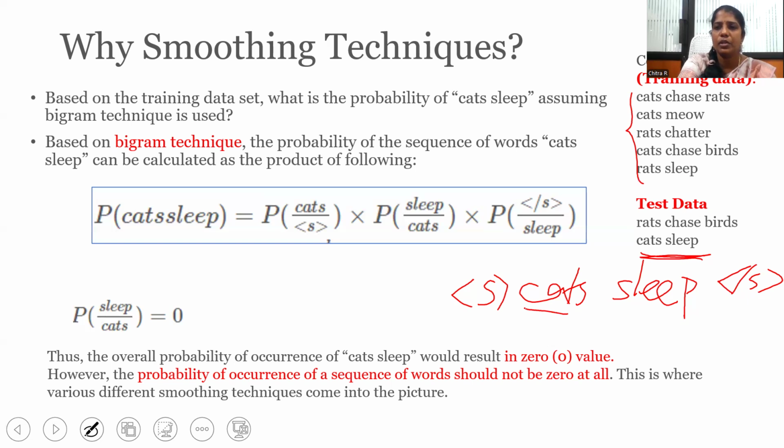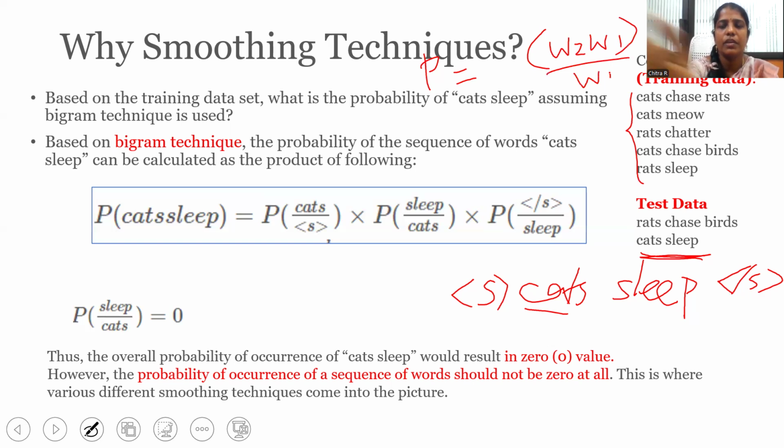We know the formula to calculate the probability. What is the formula of bigram? Probability equals count of W1 W2 divided by count of W1. This is the way you should find the probability. So how do you find the count? First, the probability of cats given dollar equals count of this initial symbol. Here also you should include the initial symbol and the final symbol in each and every point.